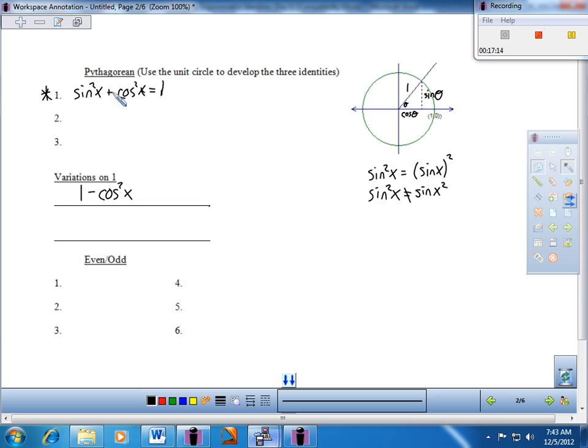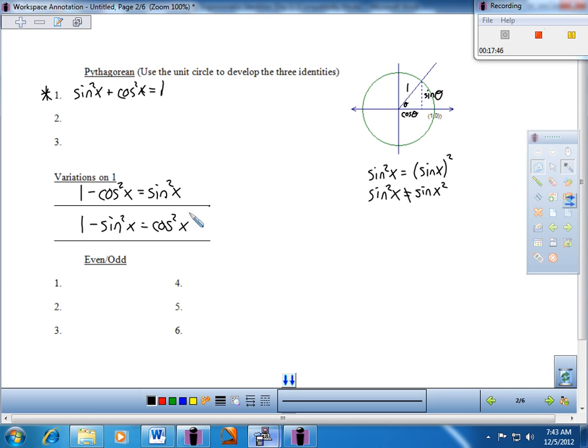If I bring over the cosine squared of x just to the other side here, 1 minus cosine squared, as you can see, would be equal to sine squared. So that variation does come up quite a bit. It's obviously the exact same thing as number 1, just written in a slightly different way. And by the same token, everybody, I could have taken my original and I could have brought this over to the other side. And as a result, we would say 1 minus sine squared equals cosine squared.